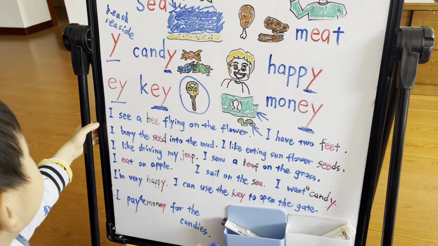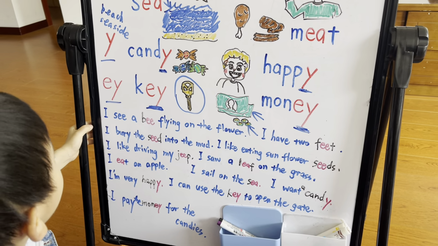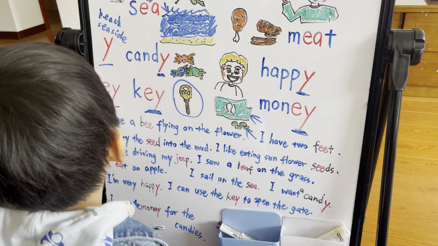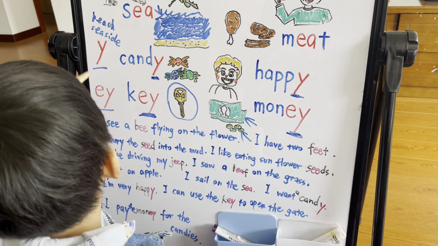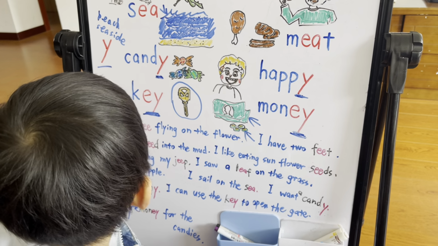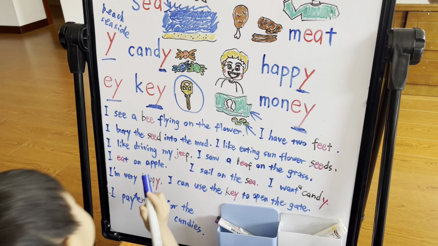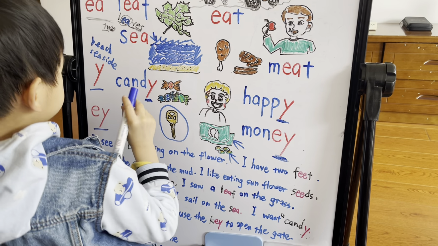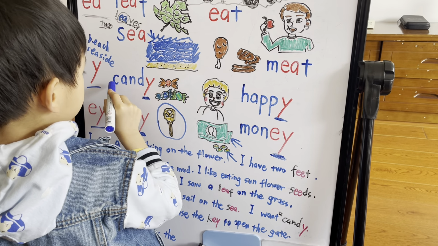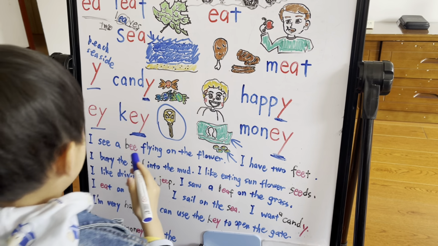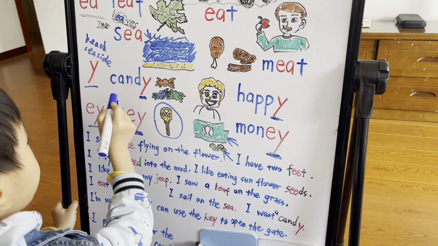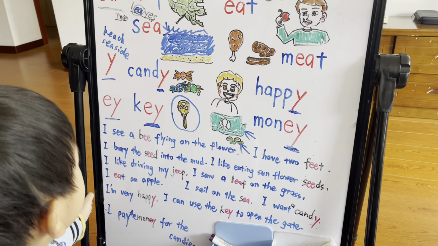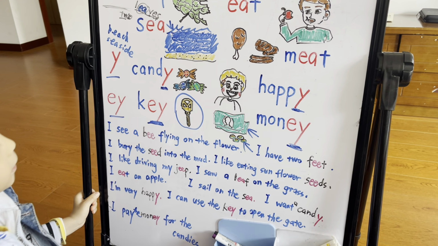How do you say why? 我们 double E 和 EA all said E, okay? And yeah, why is at the end of the word? Yes, E. E, C-A-N-D-Y. E. Yes, C-A-N-D-Y. The E-D. Okay. Candy, okay.